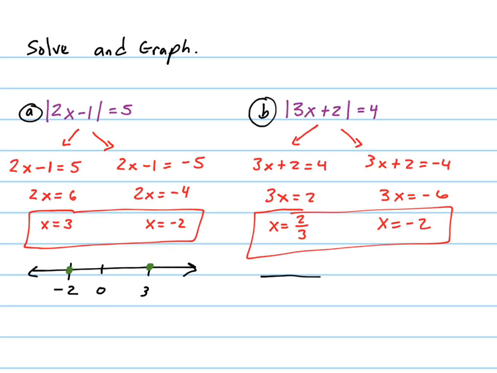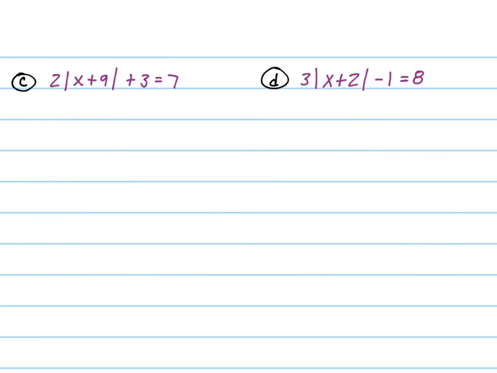And now we just have to graph our solution. So negative 2, 0, and 2/3. And so we have a solution here and here. We're going to continue to solve. We can graph our solutions. The graphing part's easy, so I'm probably not going to do it in the video right now. But for right now, we're going to go ahead and solve these.